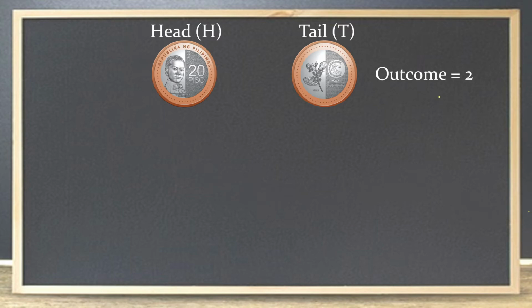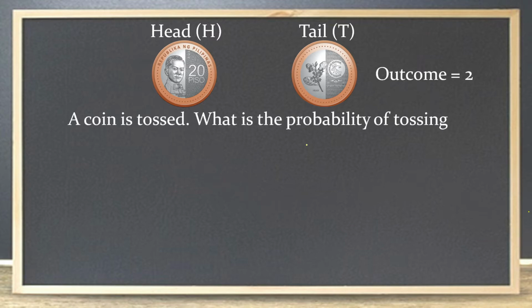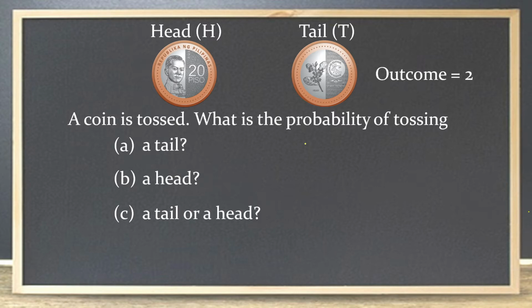That being the case, let's see what we have to do here. We say a coin is tossed. What is the probability of tossing A, a tail, B, a head, C, a tail or a head, and D, a tail and a head? In order to determine the probability, the likelihood of tossing a tail or tossing a head, we need to know the total number of possible outcomes and to also know the event of that identical problem.